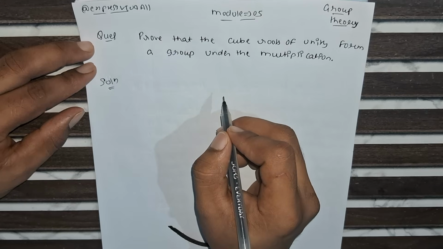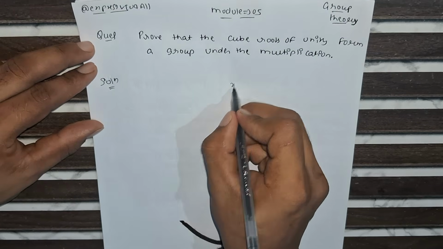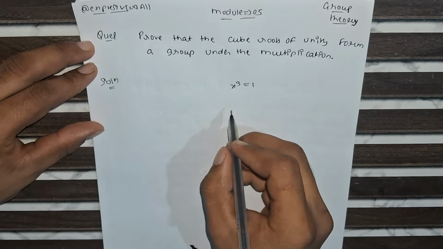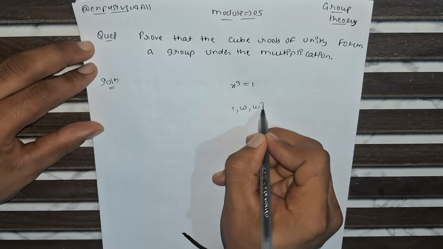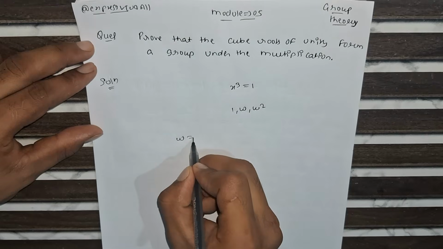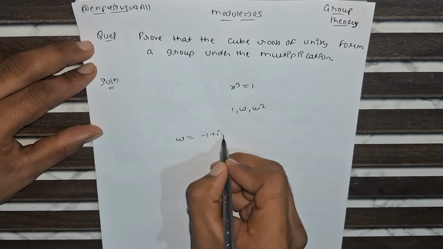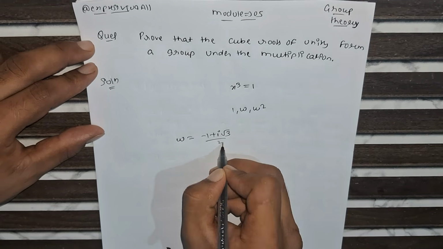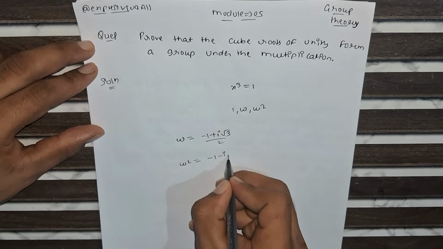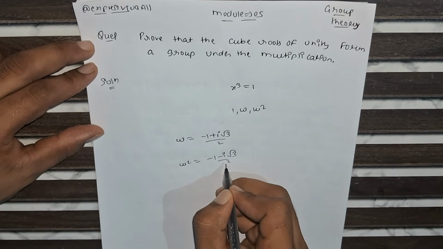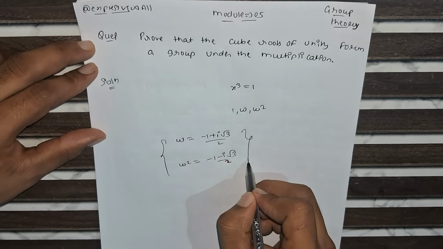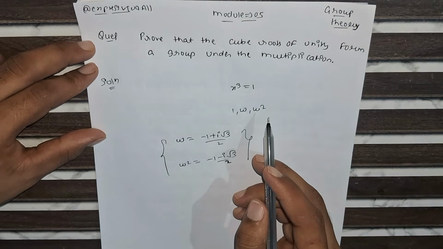What are the cube roots of unity? It means we have to solve x cube equals to 1. And what is the solution of this? Which is 1, omega, omega square. So what is the value of omega? Omega equals to minus 1 plus i root 3 by 2, and omega square equals to minus 1 minus i root 3 by 2. i is nothing but our imaginary number.